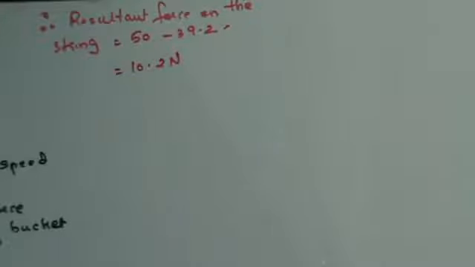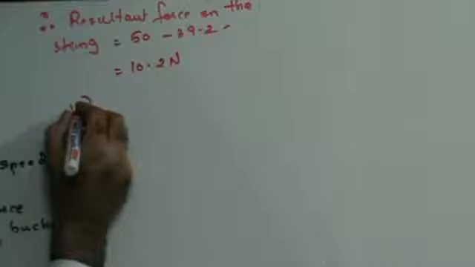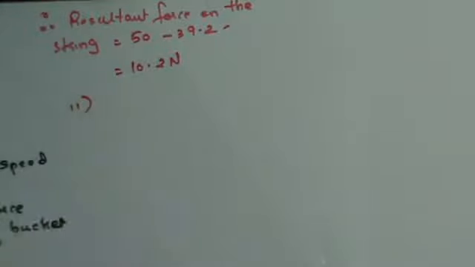When the stone is at the top, the upward force is 50 newtons, the downward force is 39.2, so that is the net force with which the body is going to move upwards. Now the second part of the question, find the stretching force at the bottom. By the time the stone reaches the bottom, it would have acquired a lot of kinetic energy.